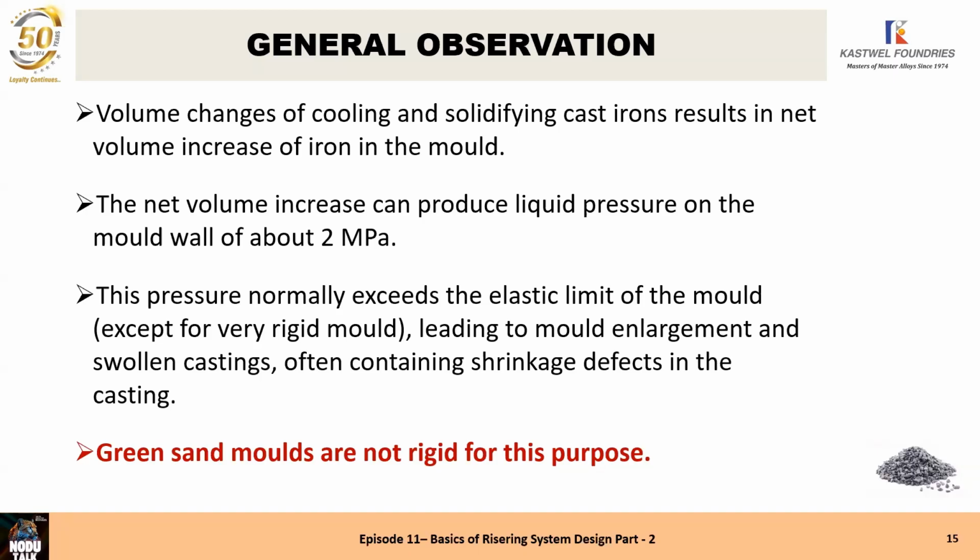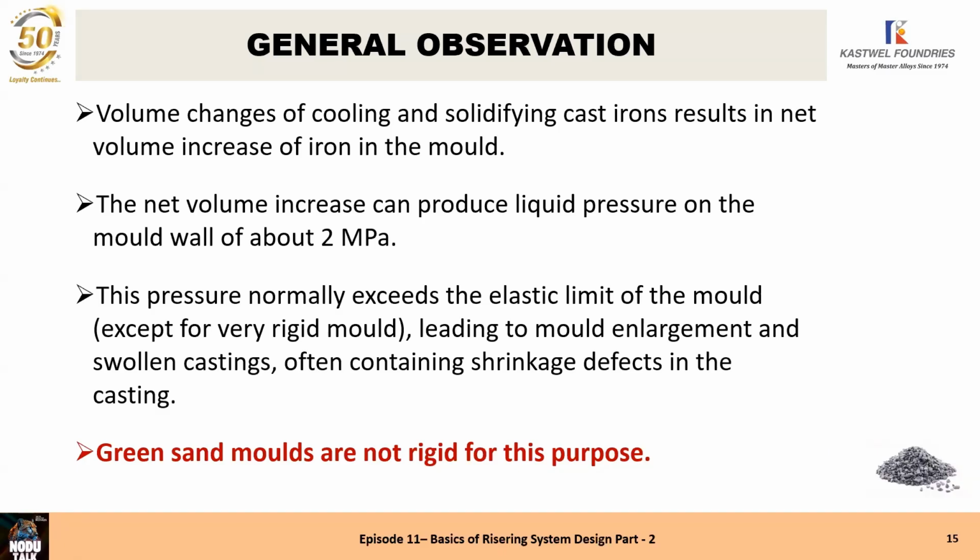When you pour the mold, the metal is at high temperature. As the metal cools, the metal contracts. As the solidification starts, the metal volume increases because the graphite is coming out. So there is a net volume increase in the mold cavity. And the net volume increase can produce liquid pressure on the mold walls of about 2 megapascals. Now, this pressure normally exceeds the elastic limit of the mold material, except for very rigid molds, for example, metal molds. So the pressure exceeds the elastic limit of the mold material, leading to mold enlargement and swollen castings. And often these swollen castings contain shrinkage defects inside.